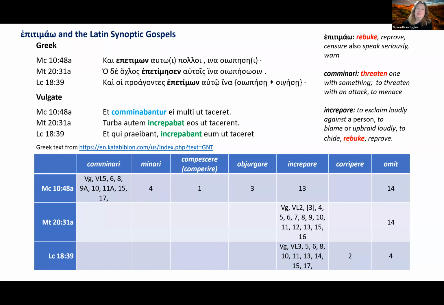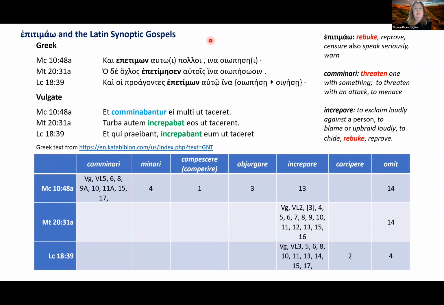And now I return to my original table of epitomal in Mark 10:48. As you can see here, we're looking at epitomal and the Latin translation of this term in parallel passages from the Synoptic Gospels: Mark 10:48, Matthew 20:31, and Luke 18:39. A brief glance at this table demonstrates that, as has been noted over the past 130 years, there is something peculiar associated with comminari in Mark 10:48.